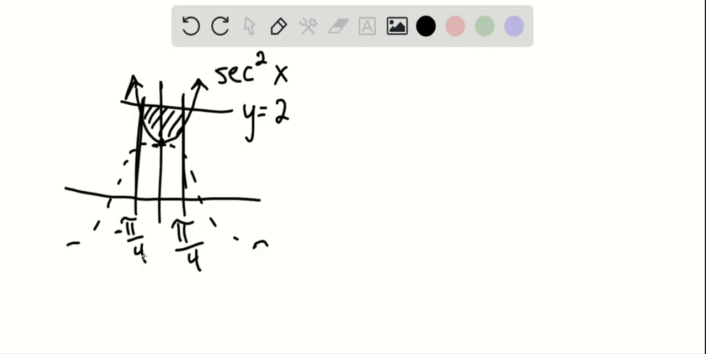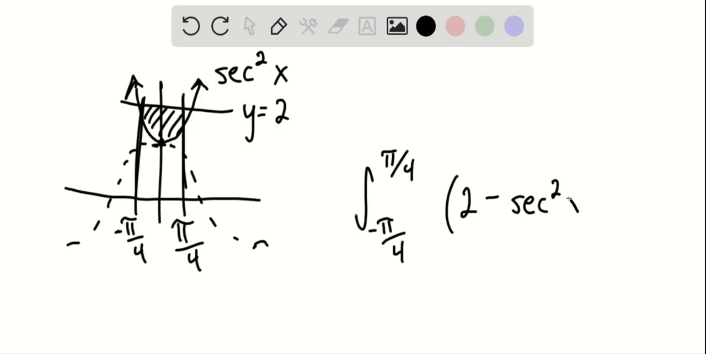So the x values that they gave you were your bounds, negative pi over 4 to pi over 4. The upper function is y equals 2, and you want to subtract off the other function, secant squared of x dx. And I think from here, all you have to do is the antiderivative and plug in. I think I'm doing this right.